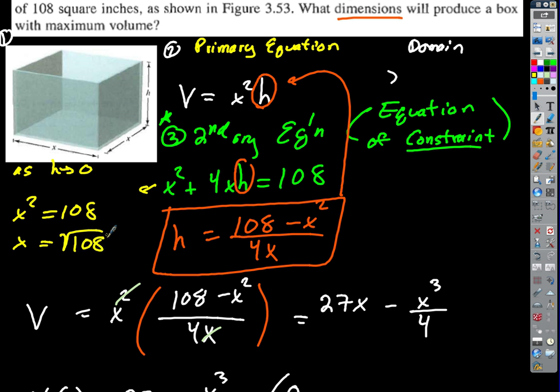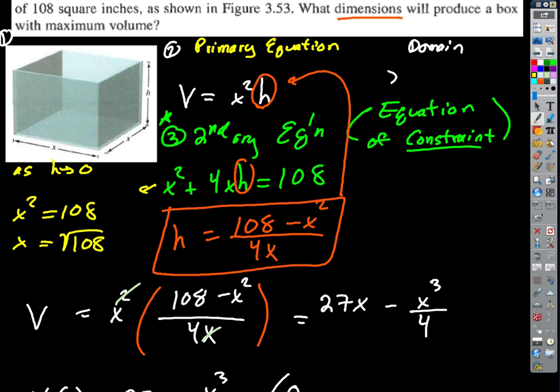So the square root of 108 would be the biggest possible number that we'd ever consider in our domain. Probably that's not going to be a very good choice, because I'm not going to have any height to my box, so it's going to contain no volume, right? But that's the upper limit of my domain.